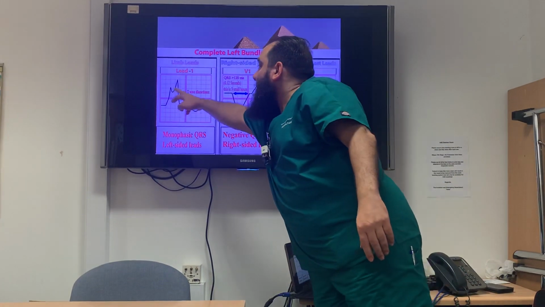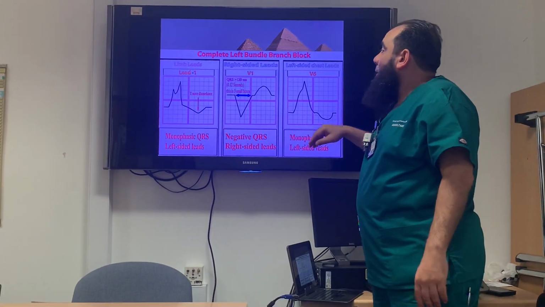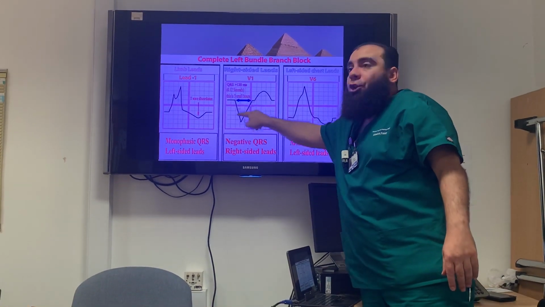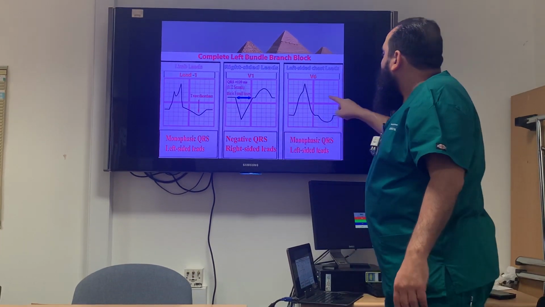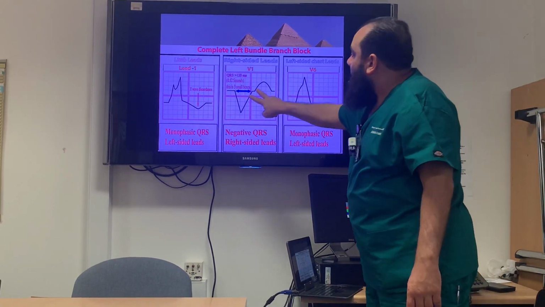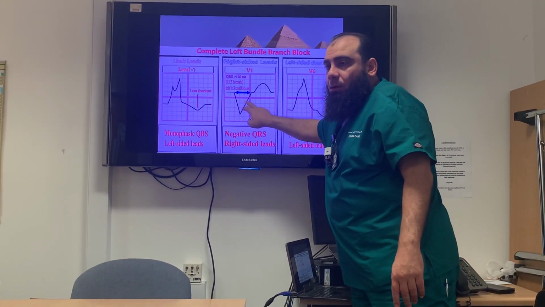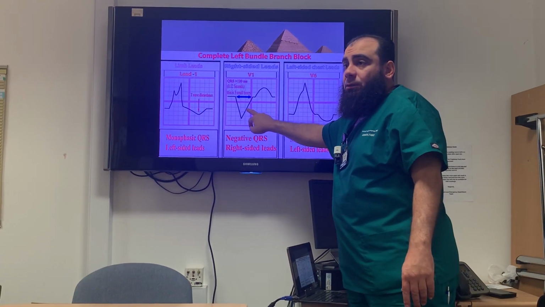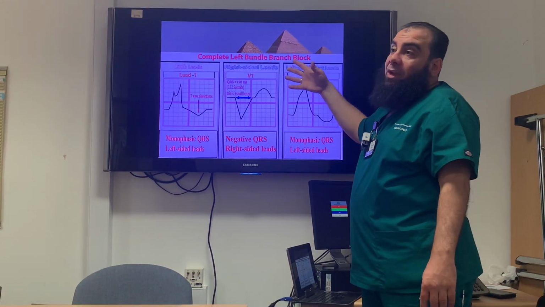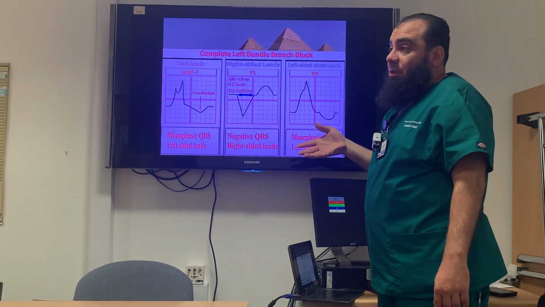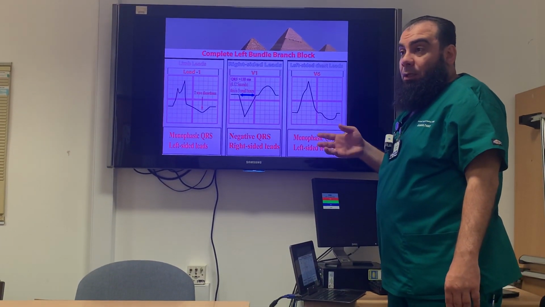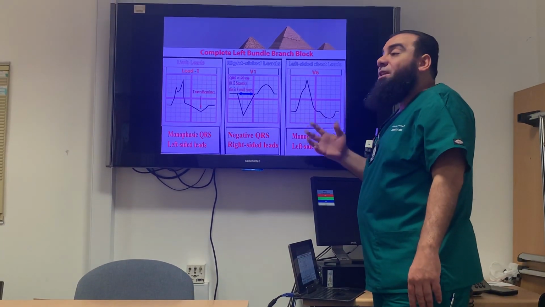Lead 1, the M shape. V1 can be just like a QS together. And in V6, you can see that's a large one. There's a problem here: a Q wave, which can confuse us with MI, isn't it? Even in left bundle branch block, we can see elevations in the ST segment. Is that right? Which confuses us with MI. So it is clinically significant. We need to know if it's really pathological or not.